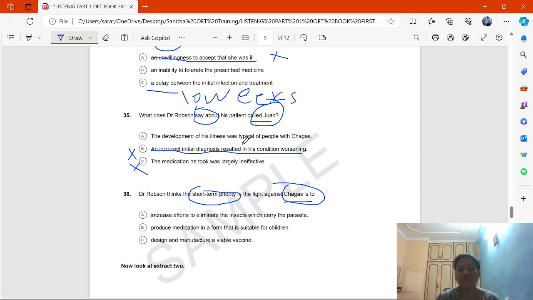The development of his illness was typical of people with Chagas. Maybe you will hear these two options, or you might think these options are said in the audio. If you find almost 80 percent of the words in an option are the same as the audio, don't select that option. You have to eliminate that option. And finally, whichever option you are left with, choose that option, don't worry. Definitely that will be the answer. You have to follow this technique when doing OET listening Part C. Then come to the next question.